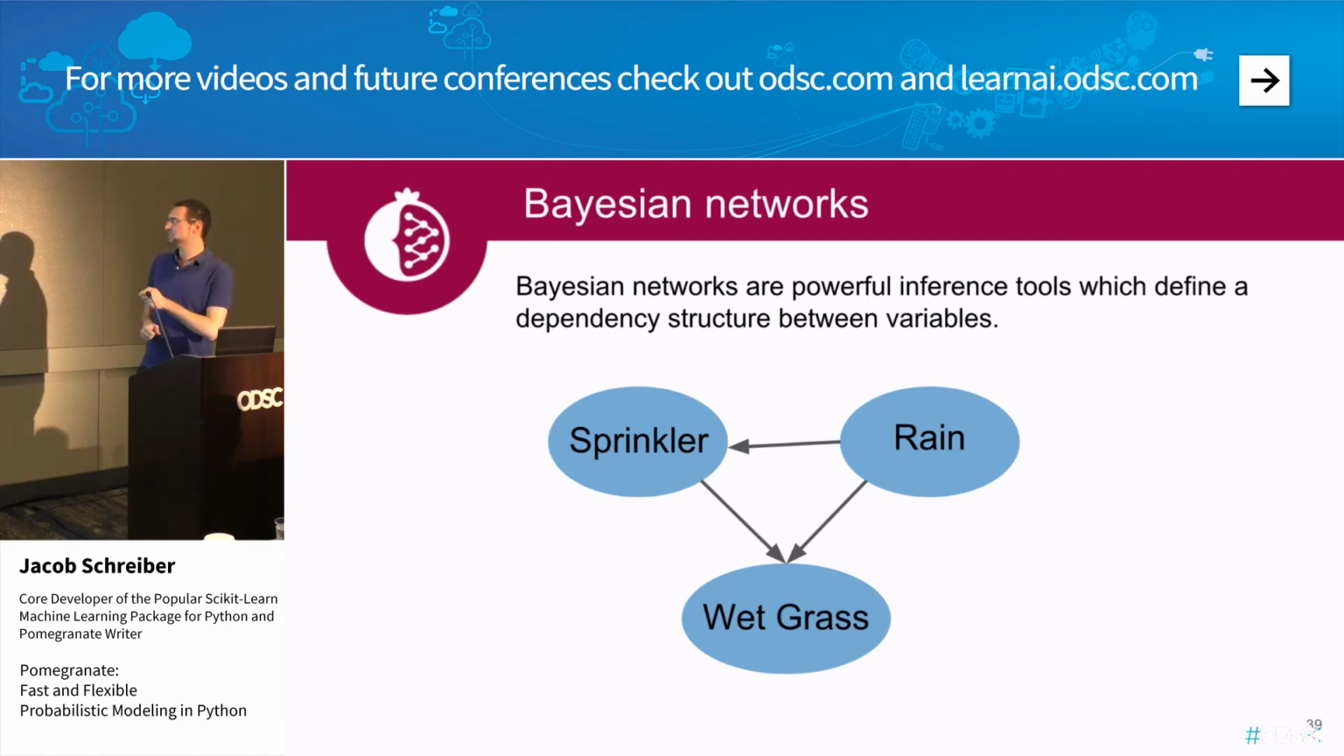So what this is saying is that if it rained last night, it's more likely that your grass is wet, but it's also more likely that you didn't run your sprinkler. If you did run your sprinkler, though, it's likely that your grass is wet. So this is just an example of a really simple one.